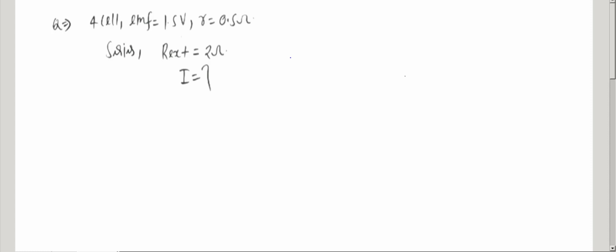So the question is here, a battery cell. It has a battery having EMF of 1.5 volts and internal resistance of 0.5 ohms, connected in series with an external resistance of 2 ohms. What is the current through this external resistance? So a battery of EMF 1.5 volts having internal resistance, connected in series.